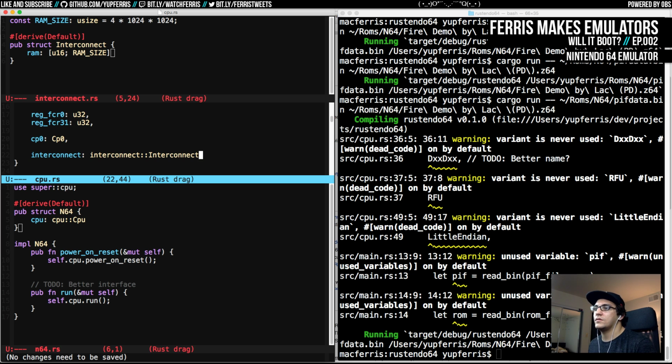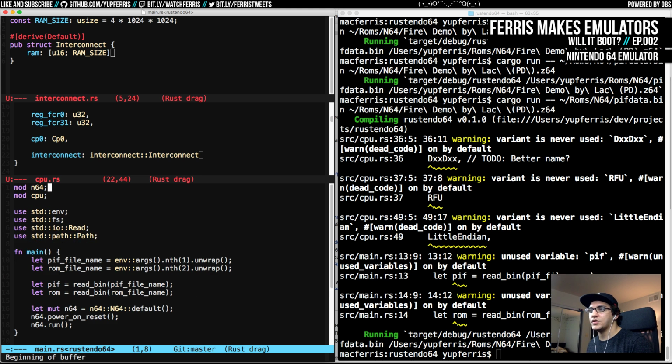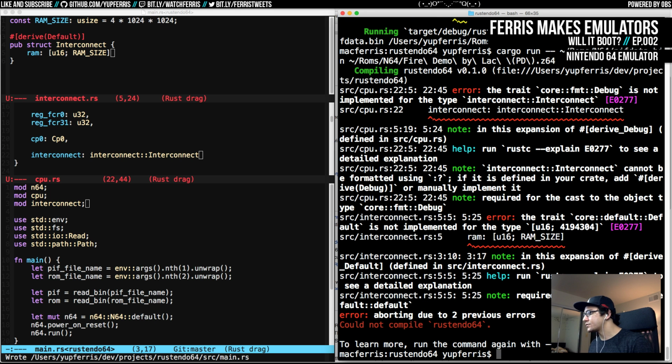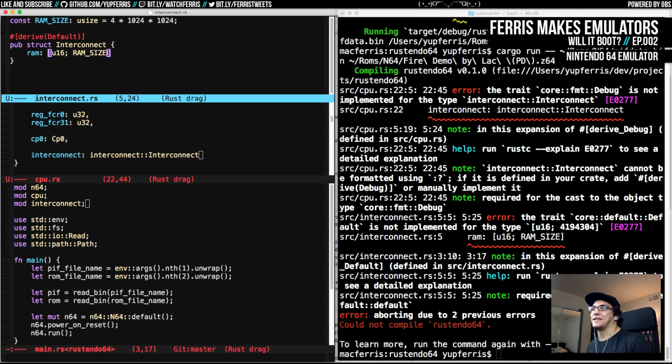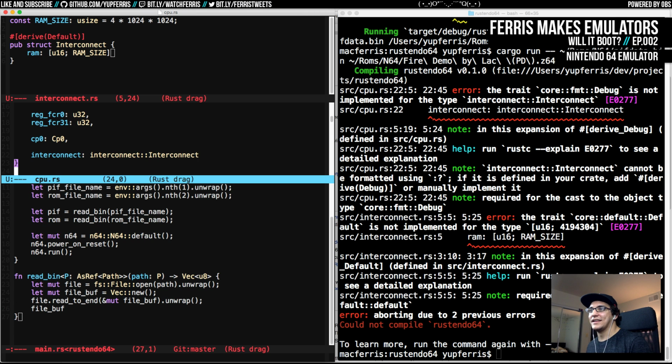And yeah, so we'll go into main to make sure that we get our interconnect module defined or declared. Yeah, and we get core default not implemented for that particular. Oh yeah, we were also printing, implementing debug for something that has this interconnect. That will not do, so we're going to have to get rid of that. That'd have been fun to print all that RAM.